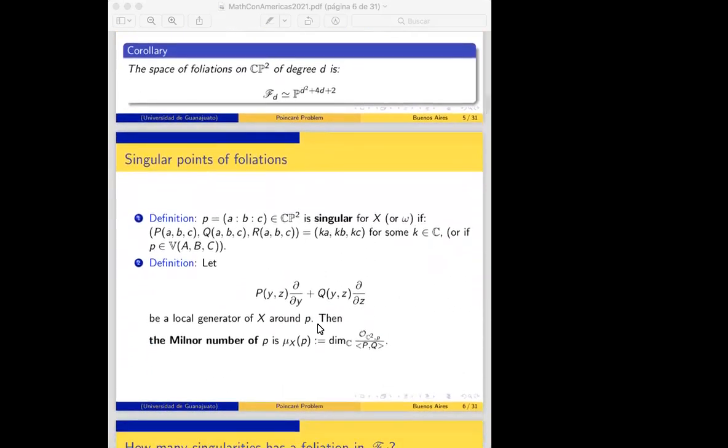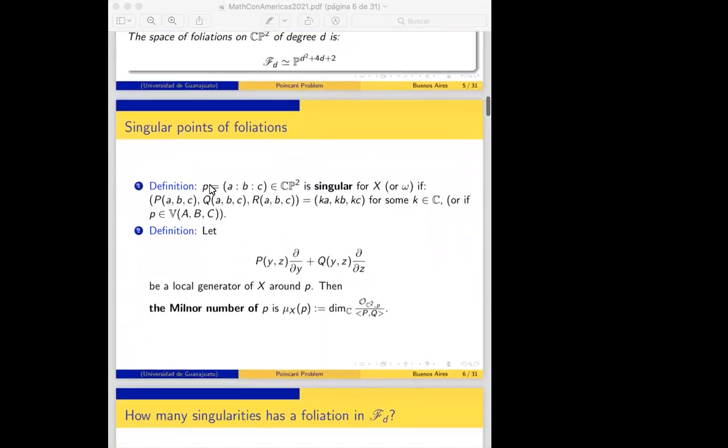Now I'm going to say what is a singular point for a foliation. If we take the point P in the projective plane, this point is singular for the meromorphic vector field X if when we evaluate the polynomials P, Q, R at the point, we obtain a multiple of the point. That means that we don't have direction in this point. Or if we take the one form omega, the point is a common zero of the polynomials A, B, C. Then the singular set of the foliation is the algebraic variety defined by the polynomials A, B, C if we consider the one form omega.